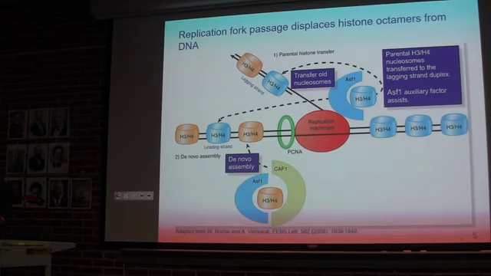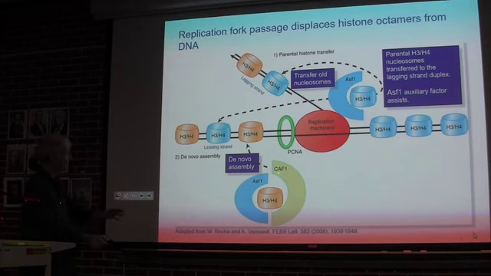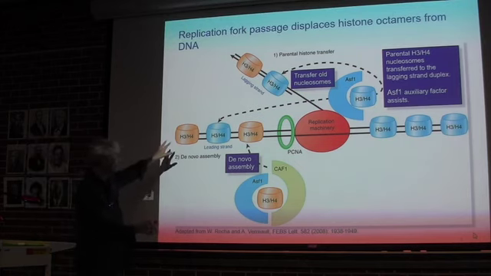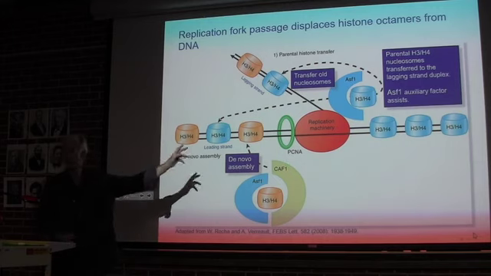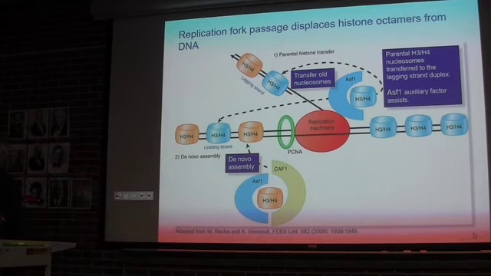Here you see apparently ASF1 doing lagging strand and CAF predominantly doing leading strand. This is misleading. This figure does not mean to imply that. They both participate in the nucleosome assembly on both strands.